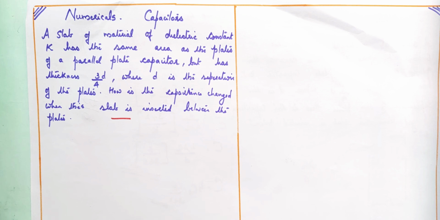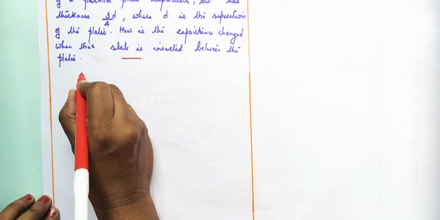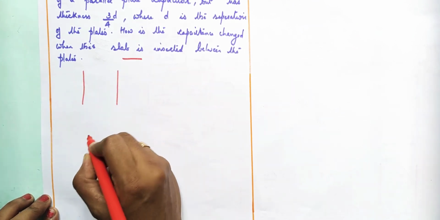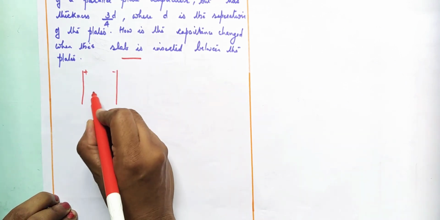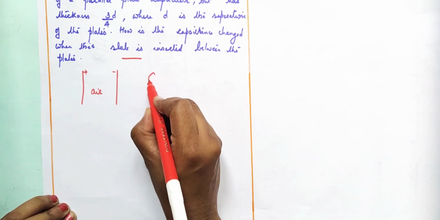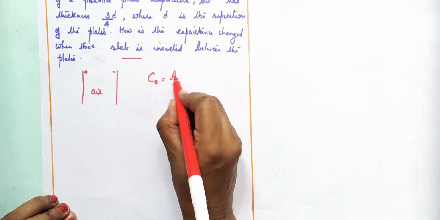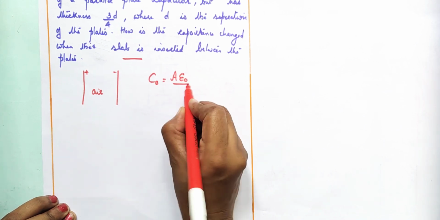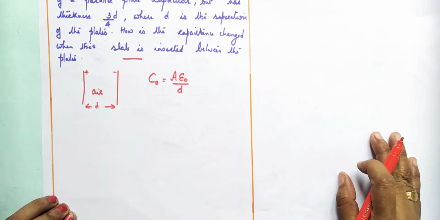Okay, children. So the question is, a slab of dielectric material of dielectric constant K has the same area as the plates, and it is inserted. So initially, we know that a capacitor consists of two plates. One is positively charged and another one is negatively charged. Initially, we can consider air or vacuum in between the two plates. Now, what is the capacitance with air as the dielectric? The general formula for capacitance is A epsilon 0 divided by D, where D is the separation. That is a general formula that we know.